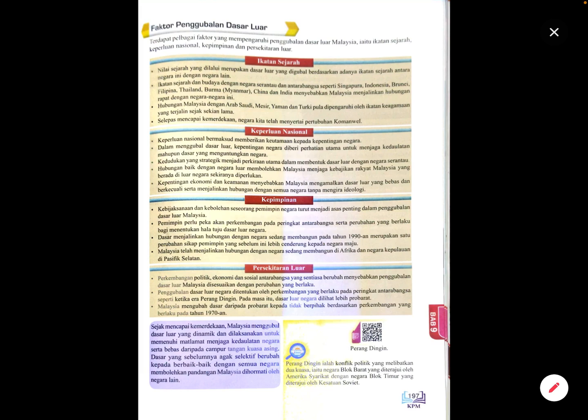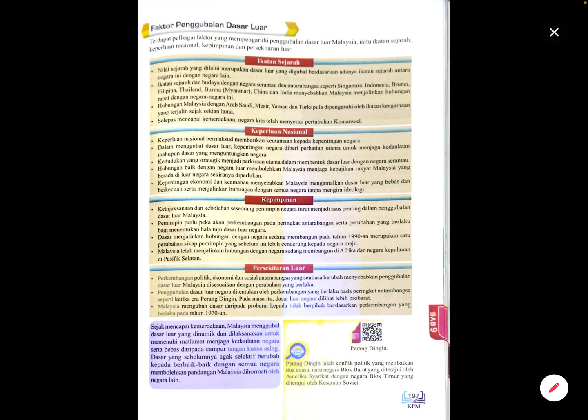And then hubungan baik dengan negara luar membolehkan Malaysia menjaga kebajikan rakyat. And not only that, there's also Malaysians living in other countries, and we don't want them to be in danger because of us. What happened with North Korea? When we broke ties with North Korea, some Malaysians were just stuck there, and it's something like that lah. I forgot if some people were stuck there, but I just know that there was something with North Korea that happened a few years ago, if you remember it.